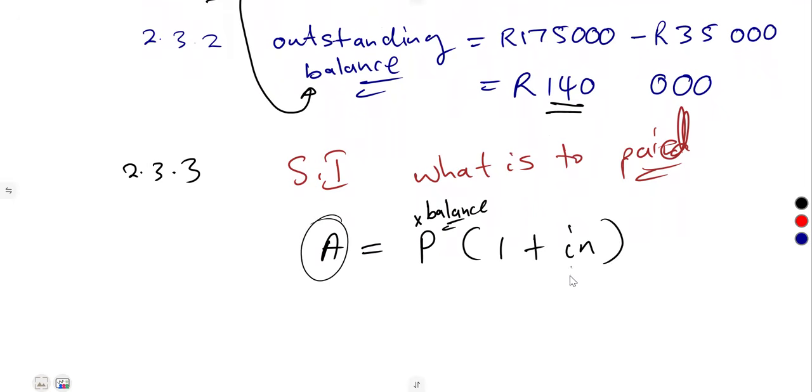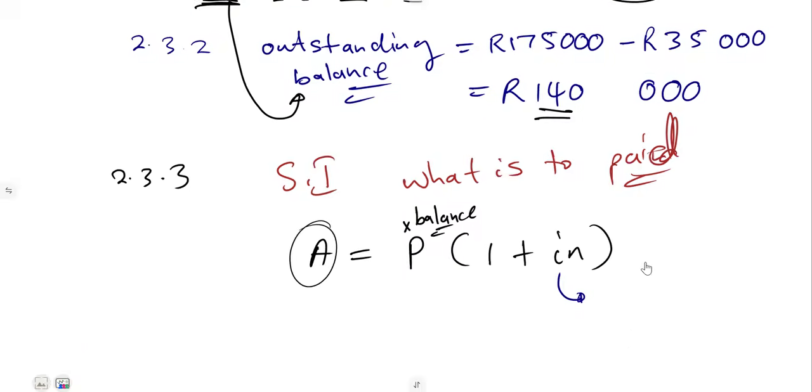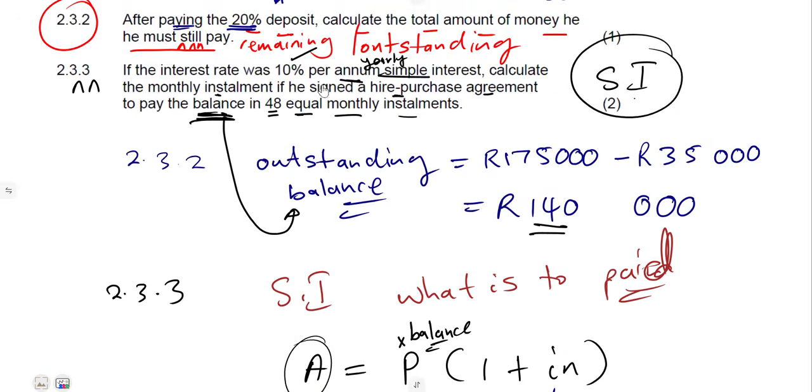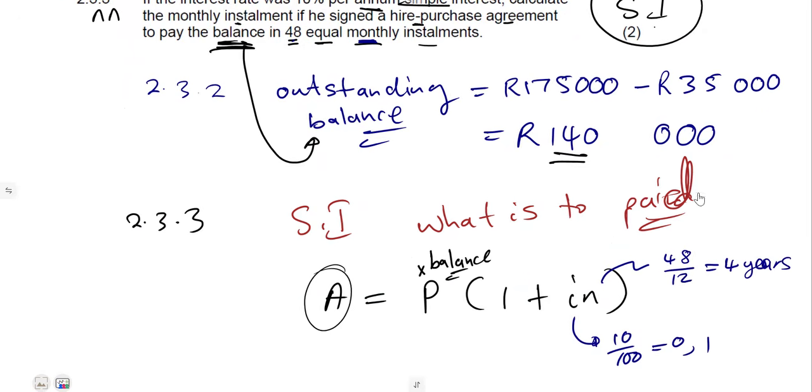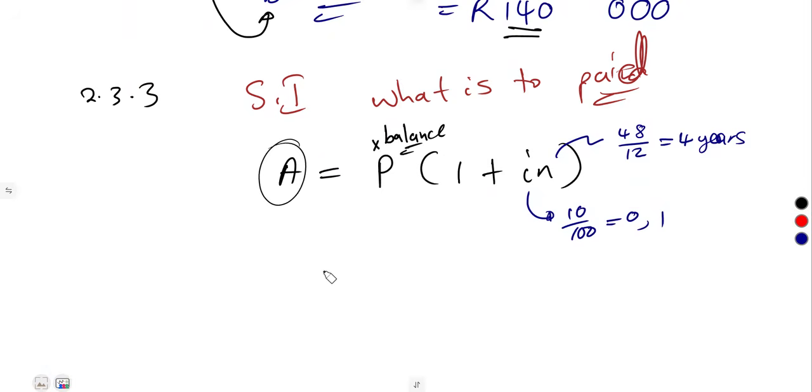Our I, remember, is our interest rate, as we are given the interest rate being 10% per annum. So that's 10 over 100 as a decimal, which is 0.1. And N is the number of years. They gave us 48 equal monthly installments. So in years, 48 divided by 12 is 4. So we're talking about 4 years.